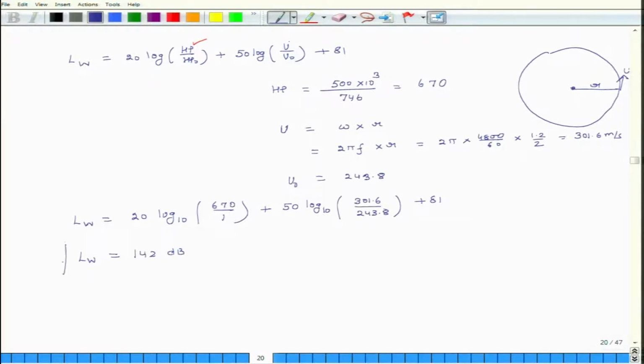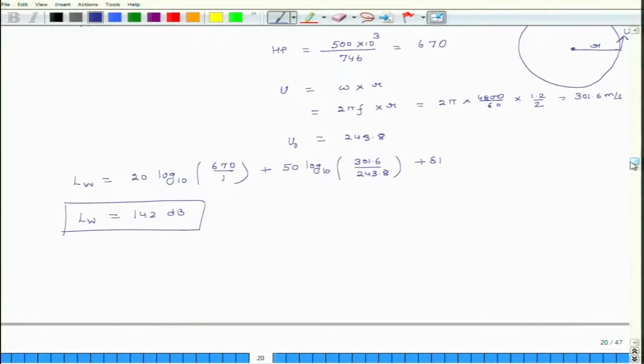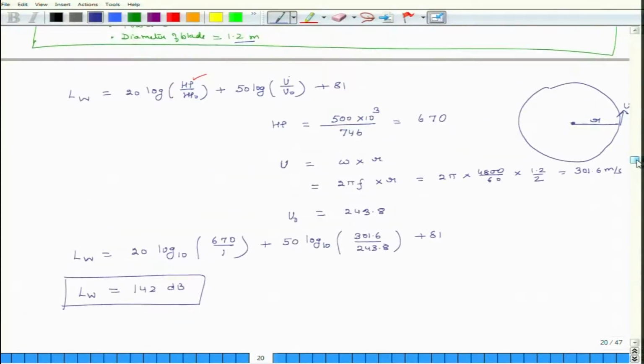So, as I said, compressors generate a lot of noise, and 142 decibels is a very bad sound level. That is not a good sound level to be near. Okay. So, this is the power level coming out of the compressor.